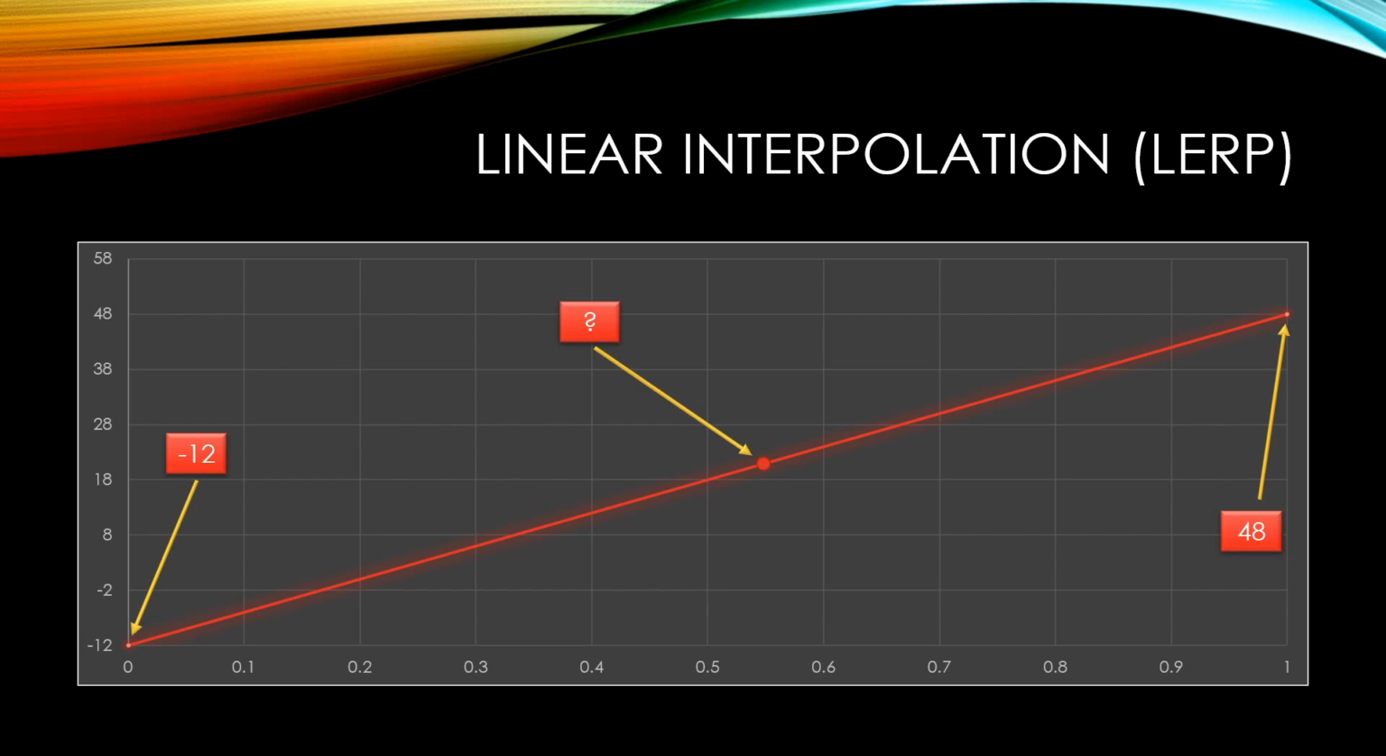But what if I wanted to figure out what this value is between -12 and 48? Well, I know I want a value that is 0.54 between -12 and 48 because 0.54 is significant in my game. Maybe that's 54% health or 54% of the distance between the two points. The 0.54 is a value that I know and that I have specified, but I don't know this value here. I would like to know, between -12 and 48, what is this value?